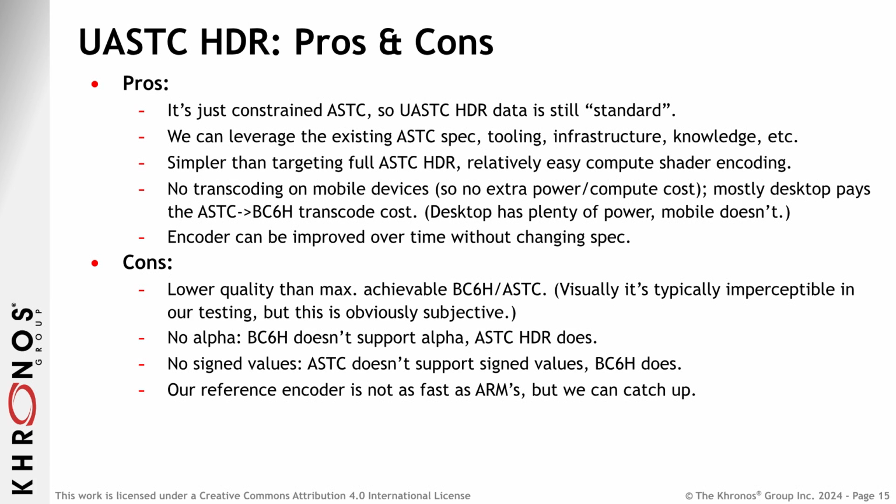So here's the cons. Obviously, it's going to be lower quality. We're removing ASTC features. It doesn't support alpha, which we could not squeeze in there, but BC6H does not support alpha. So if we did support alpha, we would actually have to hand you two textures. So maybe in a future version we can get alpha in there. ASTC HDR alpha does sacrifice quality. That's another reason why we're like, well, let's just work on RGB for now. No signed values. I don't really think that's a big deal.